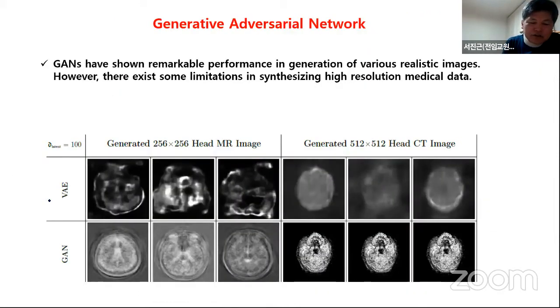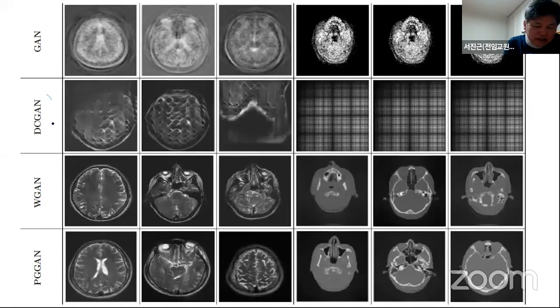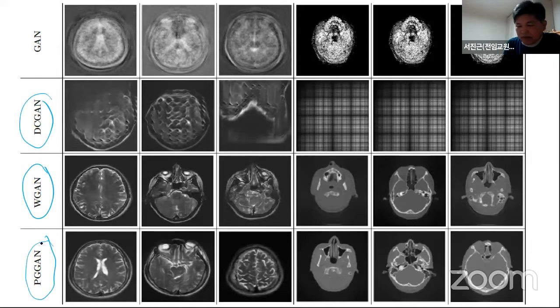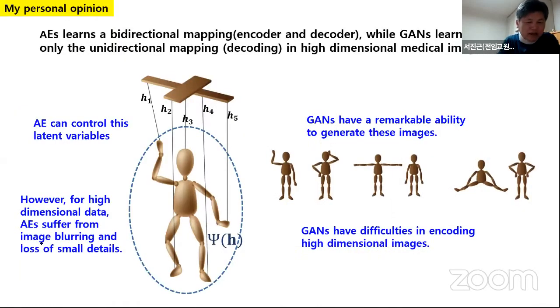The generative adversarial network, GAN, has shown remarkable performance in generating various realistic images. However, there exist some limitations in synthesizing high-resolution medical images. Here is the GAN, with somehow mode collapse. And here are DCGAN, Wasserstein GAN, and PGGAN. And PGGAN is better. But the problem is this. This is also my personal opinion.